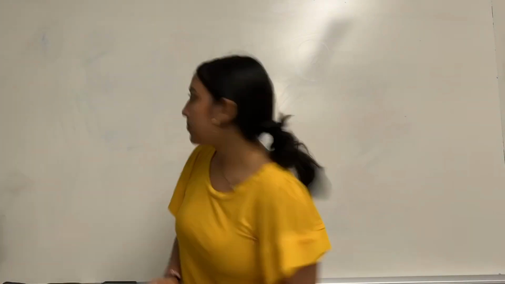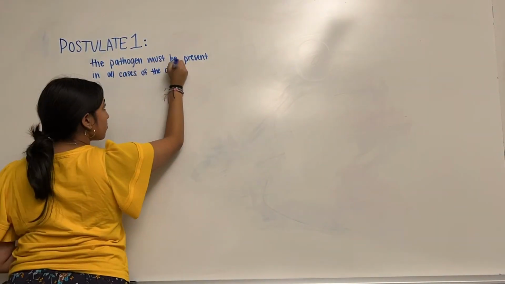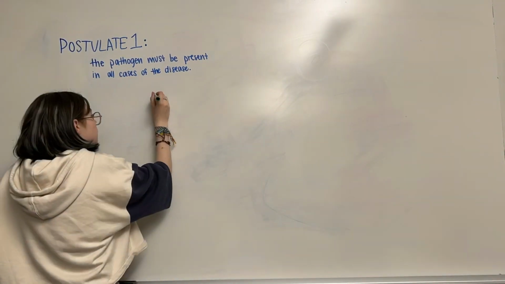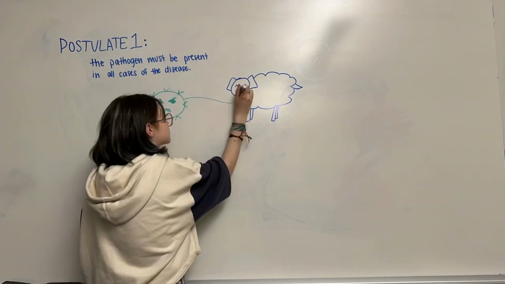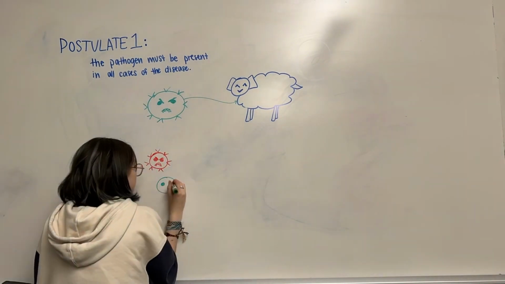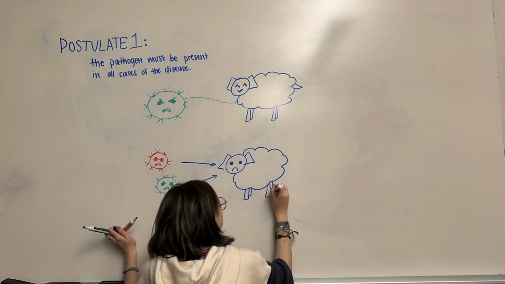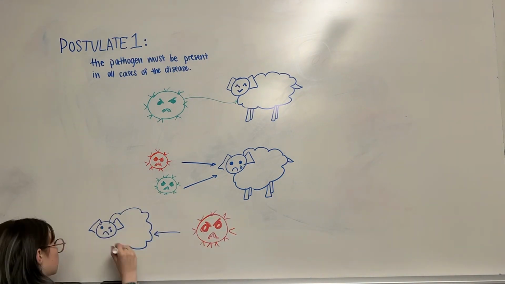Let us take postulate 1. The pathogen must be present in all cases of the disease. Viruses, which had not been discovered at the time, often do not cause illnesses in all infected hosts. Multiple different viruses can cause the same disease, and one virus can cause different diseases in different hosts.